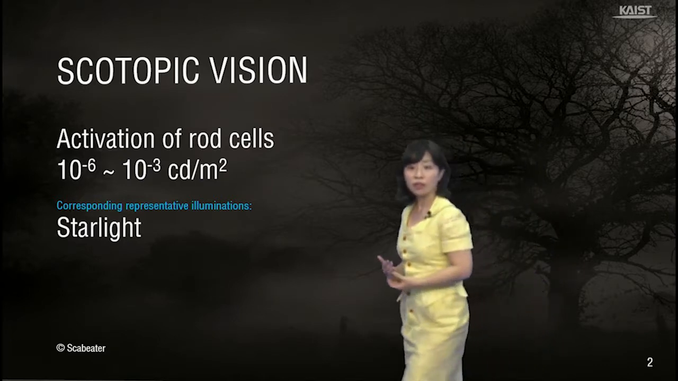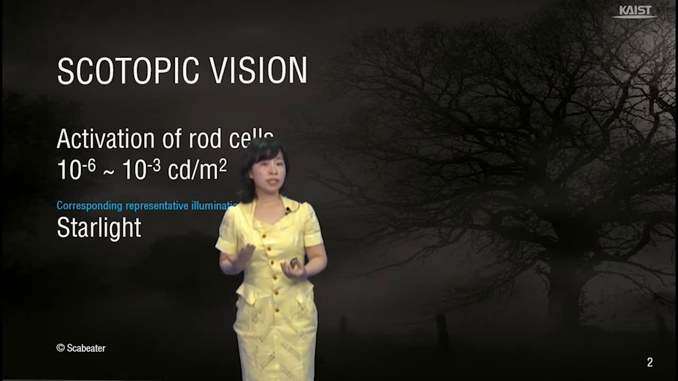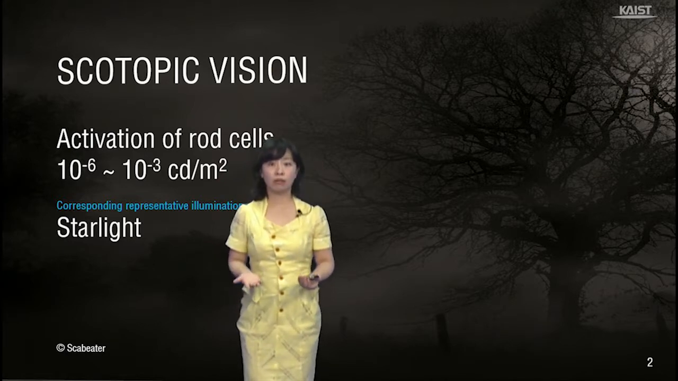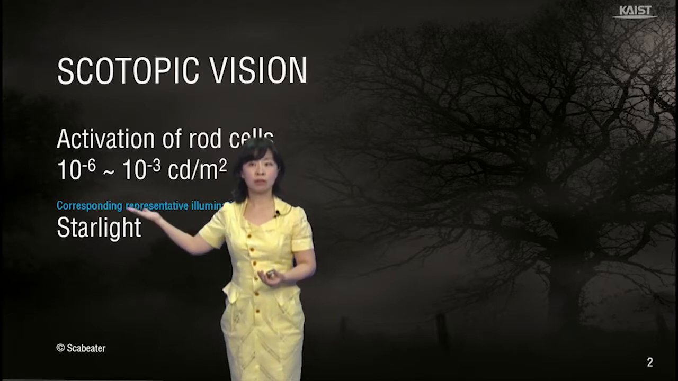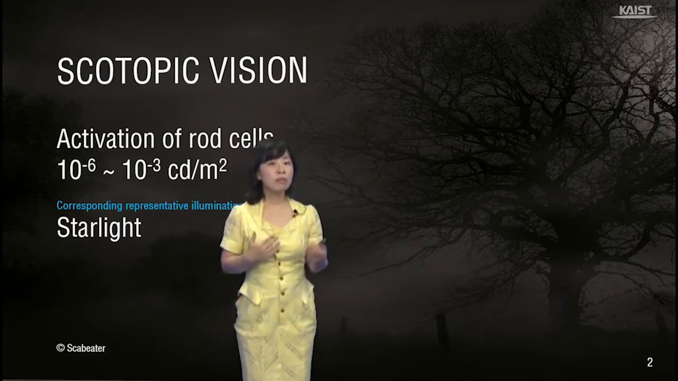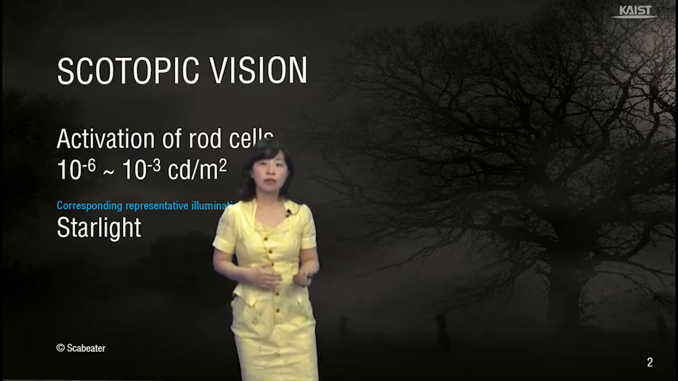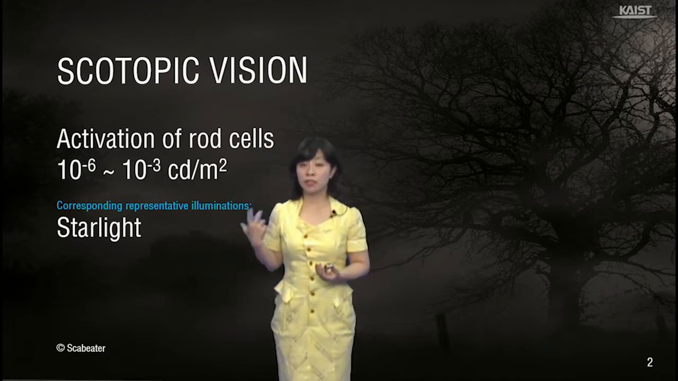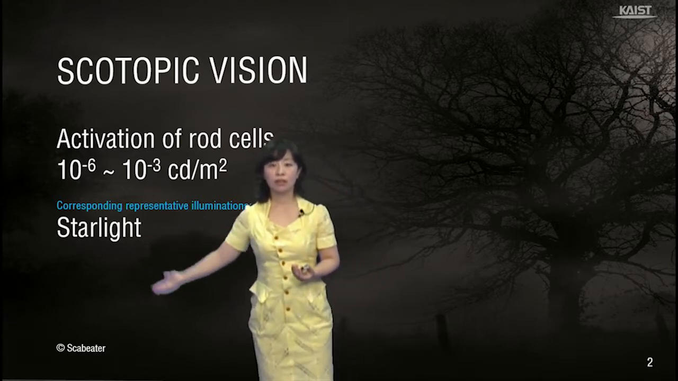If it is darker than 10 to the minus 6, our vision system is not activated at all. The rod cells begin to be active when it becomes brighter than this. We name this state scotopic vision. The corresponding representative illumination is under the starlight.